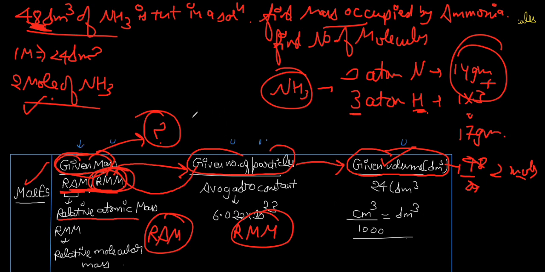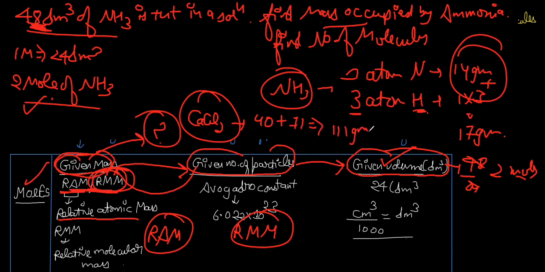One more example, let's say CaCl2, you have to find the molar mass of this. You look at the periodic table, calcium's atomic mass is 40. Single chlorine has an atomic mass of 35.5. So 2 chlorine will have atomic mass of 71 grams. So 40 plus 71 grams, this will give you 111 grams. This is how you find out the molar mass.